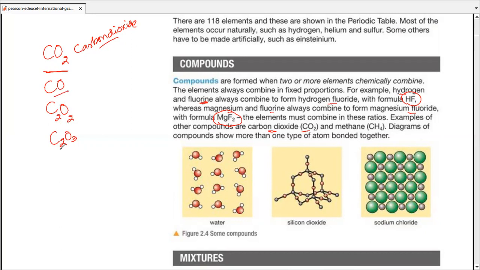Maybe you're familiar, this is carbon monoxide. This does not even exist. This is carbon suboxide. So we have different numbers. If we have different numbers, the identity is different, and that's an entirely different compound.